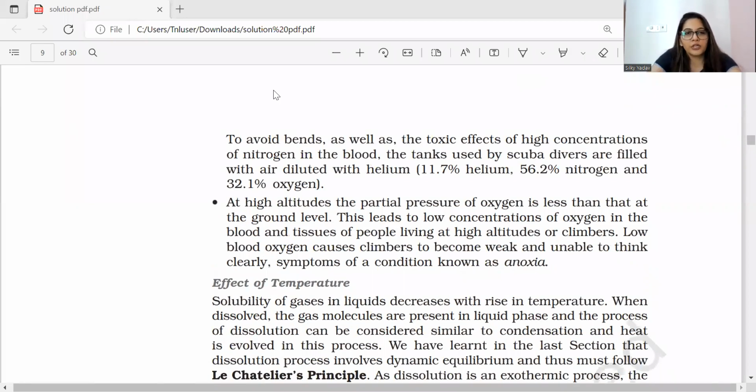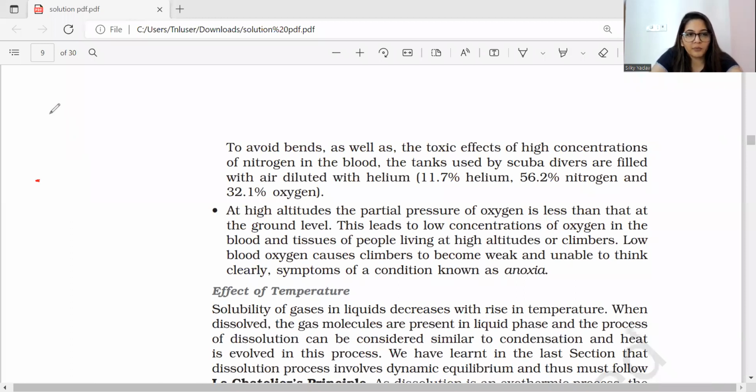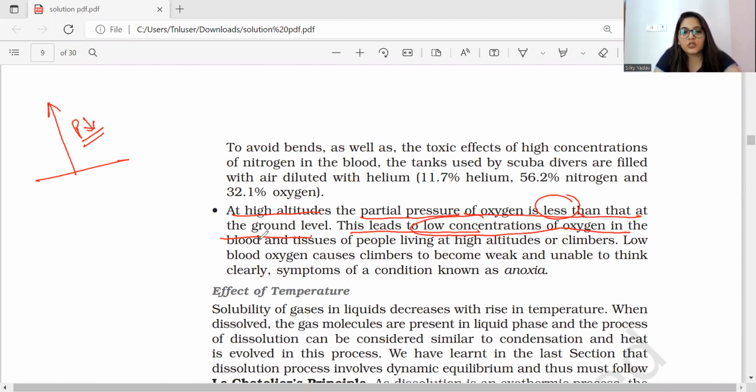Now, at higher altitude, we're talking about moving up a hill, right? Let's say you're moving upward on a hill. So when we're moving to the top side, the pressure is going to decrease, right? So at a higher altitude, the pressure of the oxygen gas is less than that at ground level. So this leads to a lower concentration of oxygen in the blood.